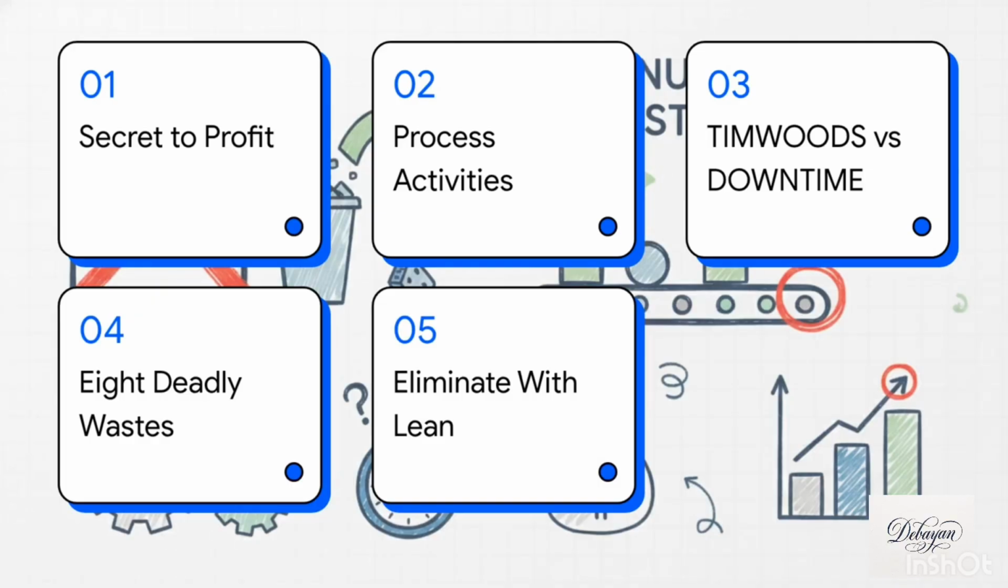Okay, so here's our roadmap for this explainer. 1. The secret to profit. 2. Types of process activities. 3. TIMWOODS versus DOWNTIME. 4. The 8 deadly wastes. And 5. Eliminating waste with lean. Let's dive in.